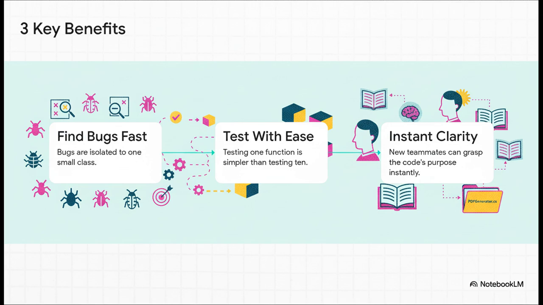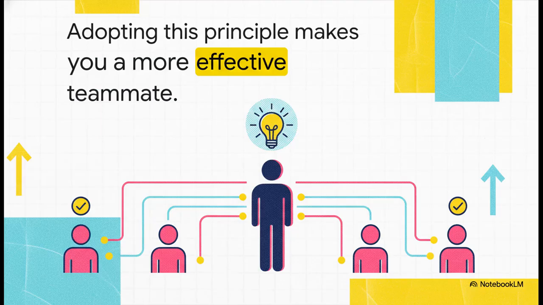Second, testing becomes a piece of cake. Writing a test for one small function is so much easier than trying to test a giant class that does 10 things. And finally, your code becomes super easy to understand. A new person on your team can see a file named PDF generator and know exactly what it does without even opening it. So just remember, this isn't just about being tidy for the sake of it. It's about making your own job easier, and it makes you an amazing teammate. This is, without a doubt, a core habit of every great developer.